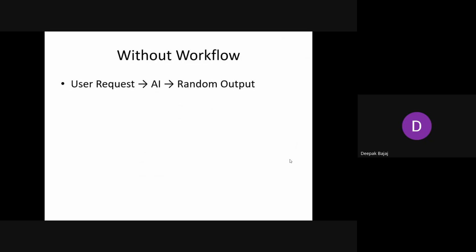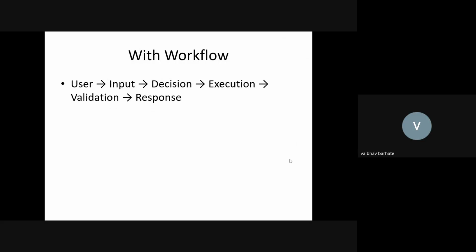Let's say without workflow, your user makes a request and the AI gives a random output. If it's random, could you predict anything? No. AI can give anything, but how will you treat that? So we need to know. An agentic system will always have a workflow for precise working.